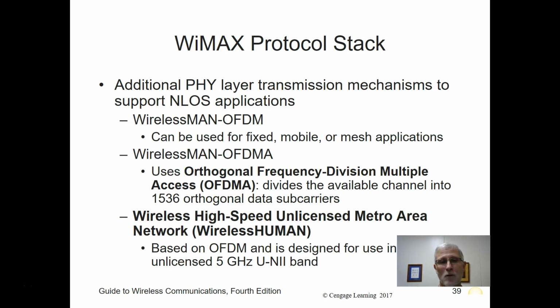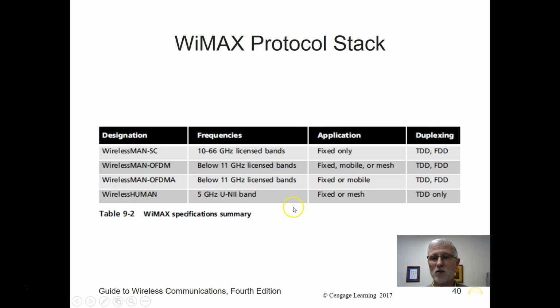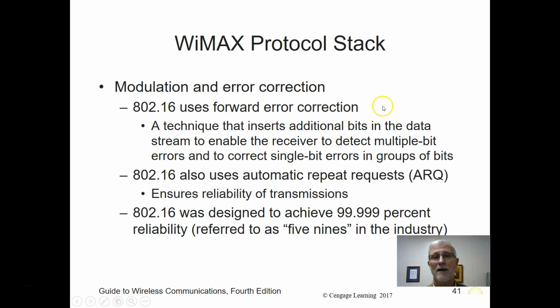Now, there are additionally other transmissions for non-line of sight: OFDM, OFDMA, all of those are things we've talked about in the past. There's the high-speed unlicensed metropolitan area network, HiperMAN, based on OFDM, but now it's using an unlicensed 5 gigahertz frequency band. So there's definitely choices as far as what kind of applications, what kind of frequencies, and what kind of duplexing you've got available to you.